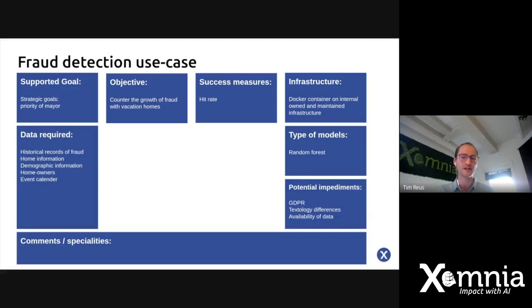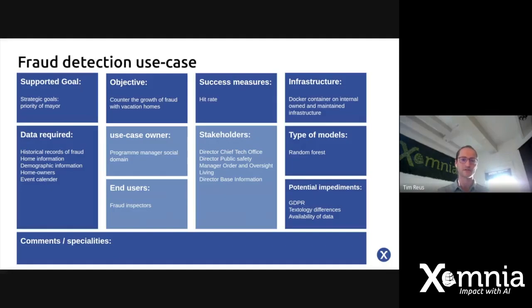But of course, for potential impediments, GDPR is a big issue. How do you use that information on demographics, on homeowners and things like that? And then one more thing, which was really interesting here as well, is how do you define fraud? This was different throughout different parts of the municipality. So that's where one of my colleagues, Robin, started working: how do we actually identify what is fraud here?